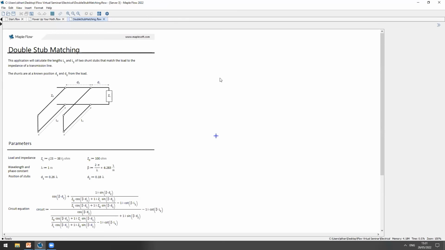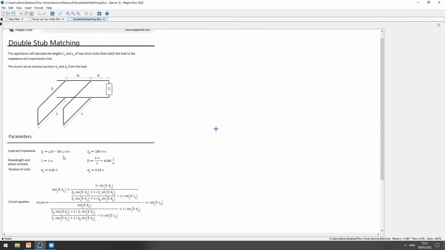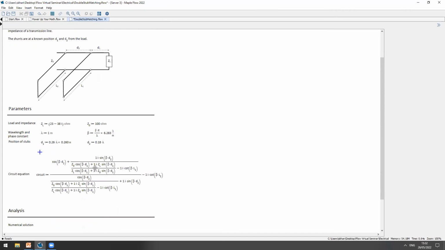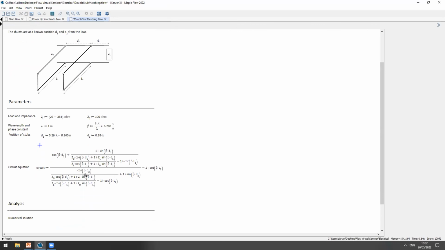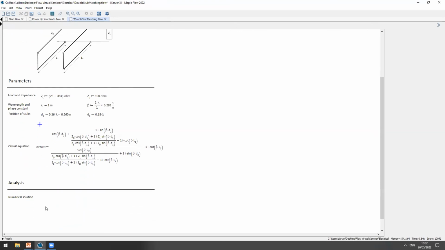The parameters in stub matching problems have dimensions. For example, the load and the impedance have units of ohms, while the wavelengths and the position of the stubs have units of meters. We want to calculate the value of L1 and L2. So this is the circuit equation. To calculate the value of L1 and L2, the real part of the circuit equation must equal 1, and the imaginary part of the circuit equation must equal 0.